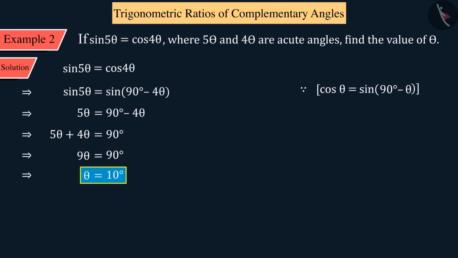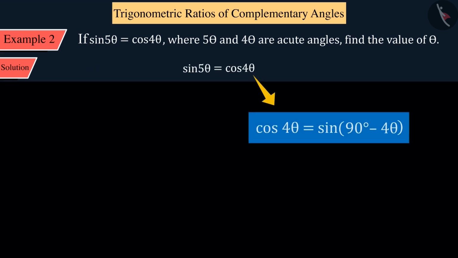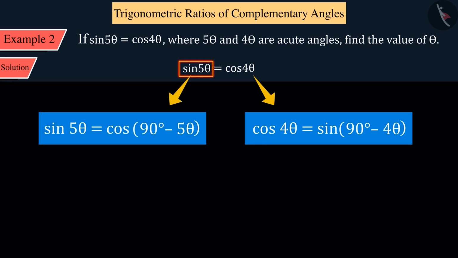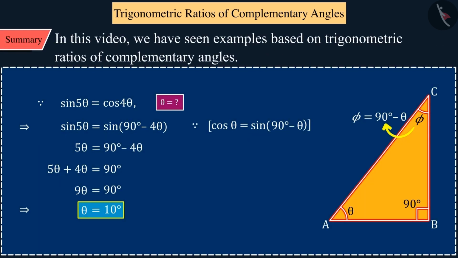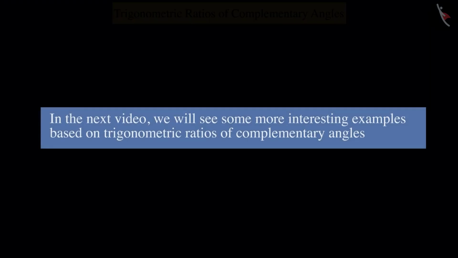Note that it is not necessary that you change the cos 4 theta into a sine. Here, you can also solve by changing sine 5 theta into cos. In this video, we saw examples based on trigonometric ratios of complementary angles. In the next video, we will see some more interesting examples based on this.